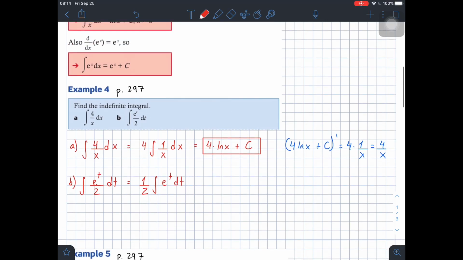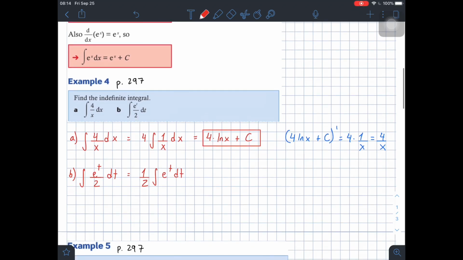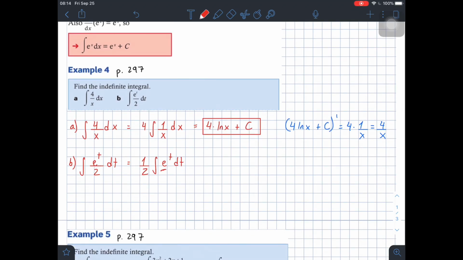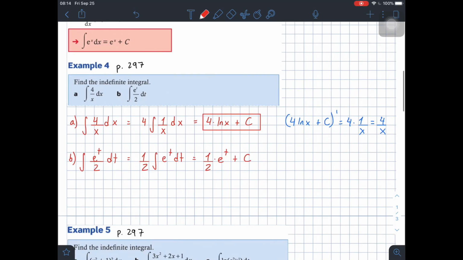And from the rule we have just learned, the integral of e to the power of x is e to the power of x. That means that the integral of e to the power of t must be e to the power of t. So this is 1/2 times e to the power of t plus c. Don't forget the plus c. And that's it. This would be the result for this integral.